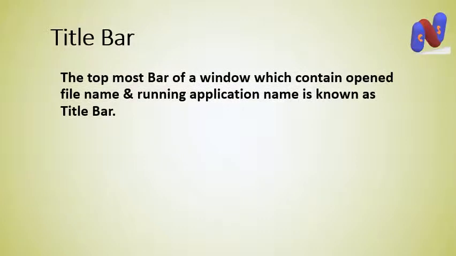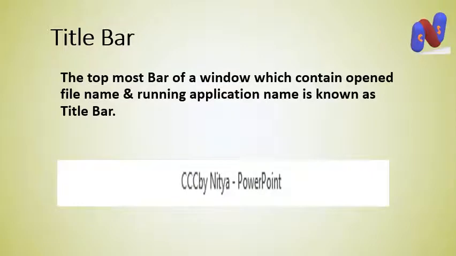The bar in the window which contains the open file name and running application name is known as the title bar. As it is written, CCC by Nitya and PowerPoint. PowerPoint is the name of the running application, while CCC by Nitya is the name of the particular file. So the title bar is the topmost bar which contains the file name and running application name.